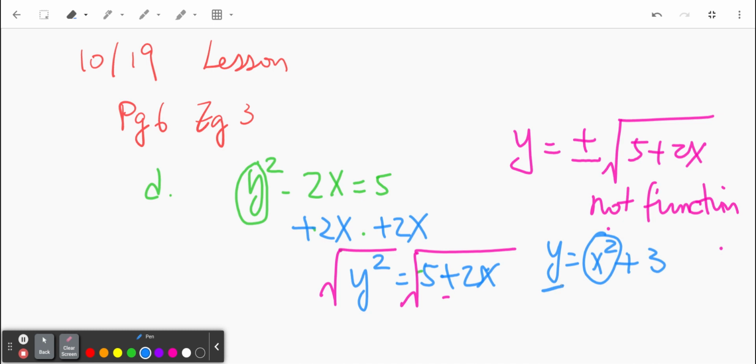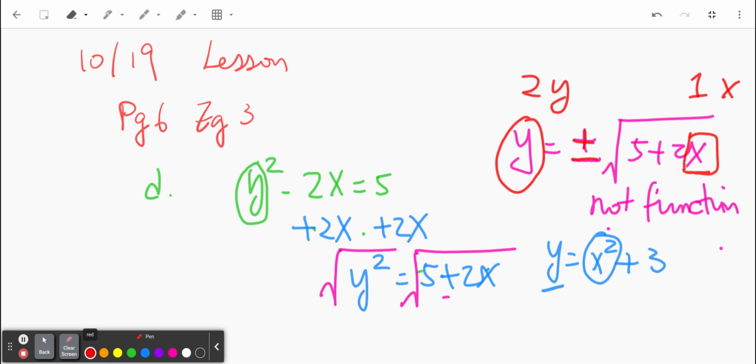Okay, let me record this. So you see here, I'm going to use red pen. X is x by itself, so there's only one x. But y is equal to plus and minus. That means how many y you have? 2 y's. Wait, why would it be equal to plus and minus?